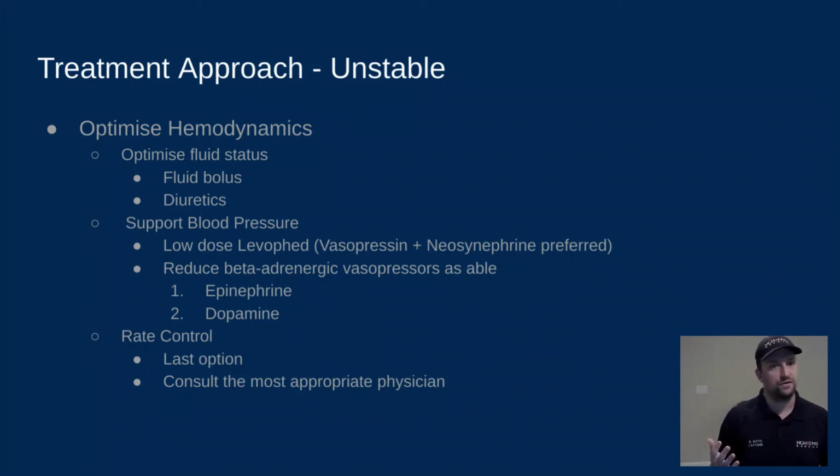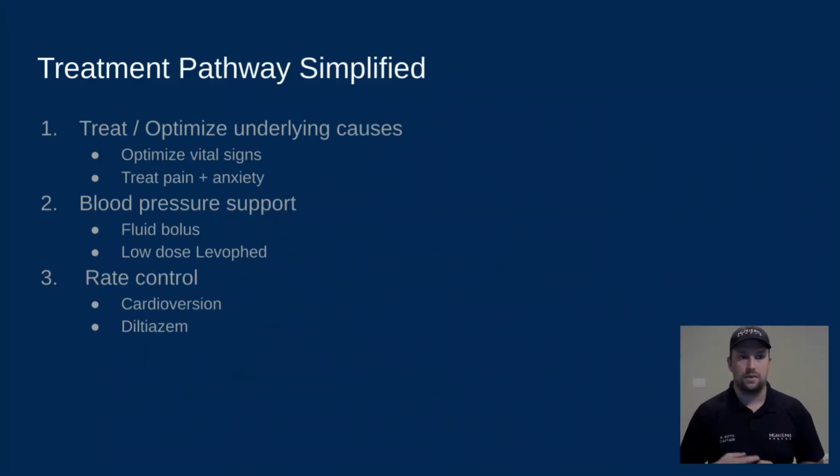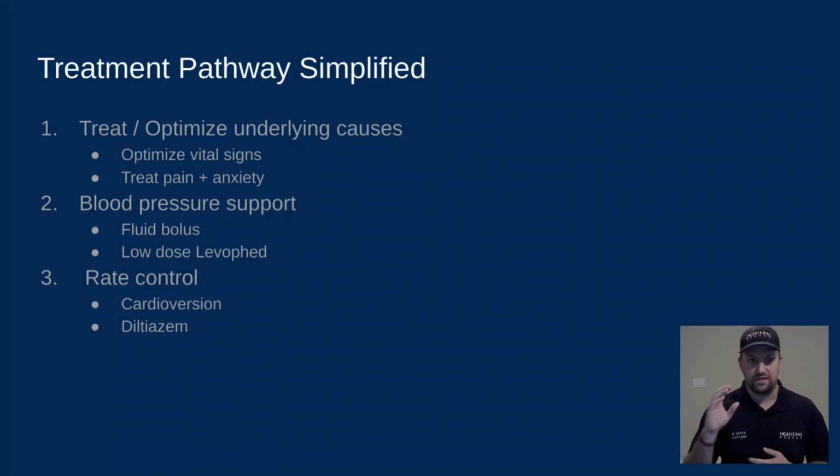So, who is confused? Let's look at a simplified treatment option. So this is the simplified treatment pathway. This is everything we just talked about, condensed down to make it very easy to understand. So the first thing we're going to do always is treat and optimize underlying causes. We'll optimize the vital signs, we'll treat pain, anxiety, and other inciting causes.